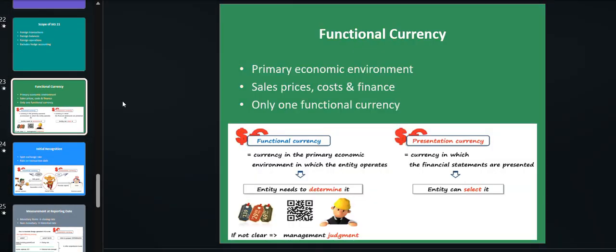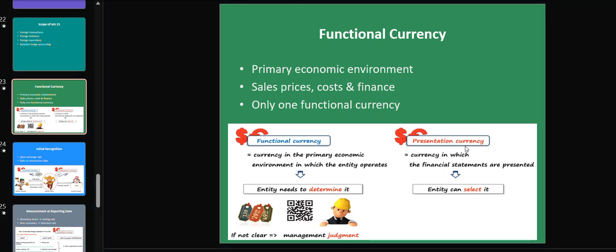Next, we have the functional currency. We will try to understand what functional currency is. The foundation of IAS 21 is functional currency. This is simply the currency of the main economic environment where the company actually operates. It is determined by what currency sets your selling price, pays your labor, and funds your loan. A company can only have one functional currency. It's the real money that we use to survive and operate.